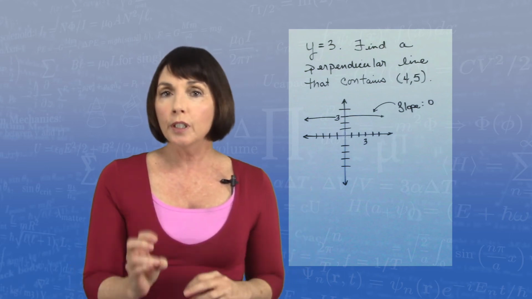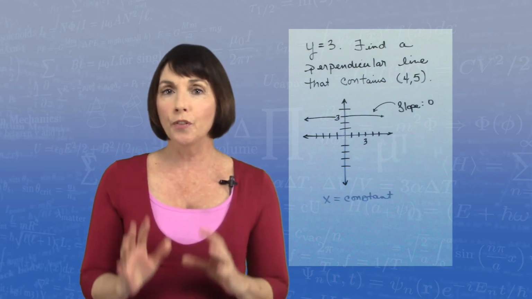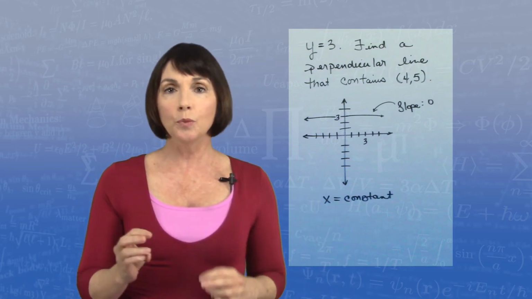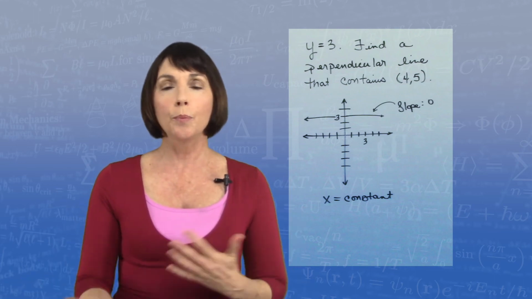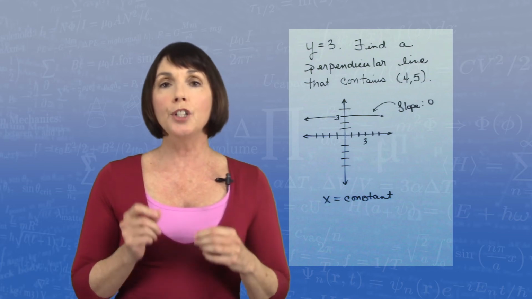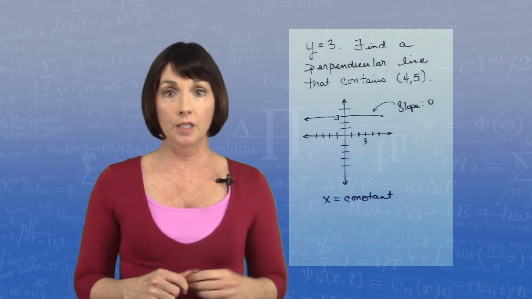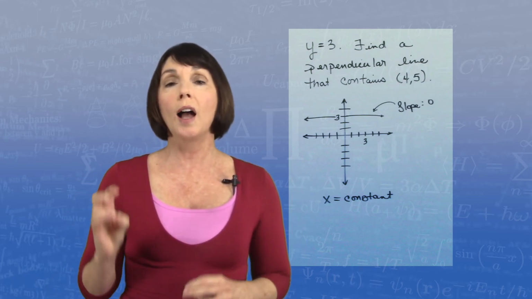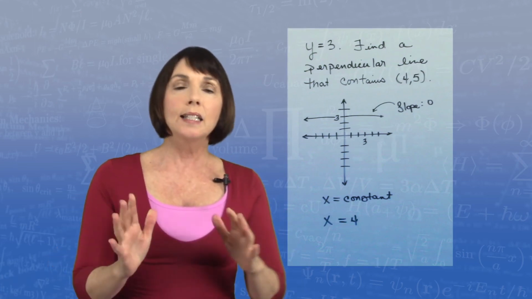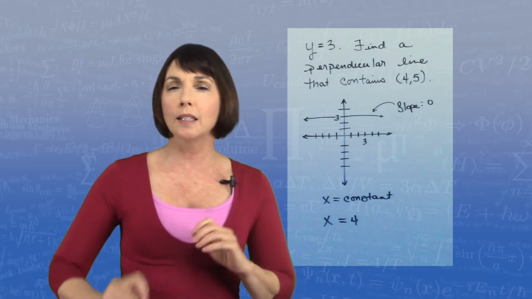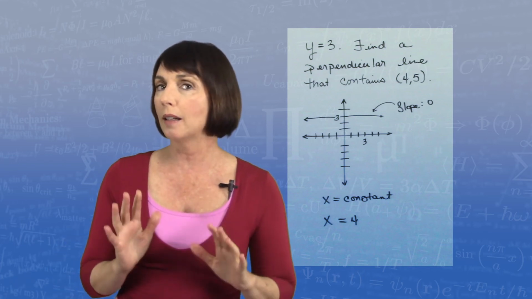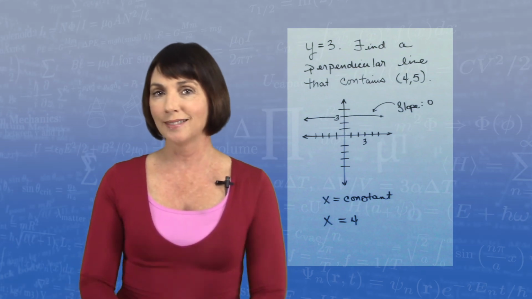Now, vertical lines have an equation of the form x equals a constant, and that constant will be the x-coordinate of the point that is contained in your line. So the equation of a line perpendicular to this line that goes through the point (4, 5) will be the line x equals 4. Anytime you're dealing with horizontal or vertical lines, drawing yourself a quick little graph can really help make it a lot clearer, so don't be afraid to do that.